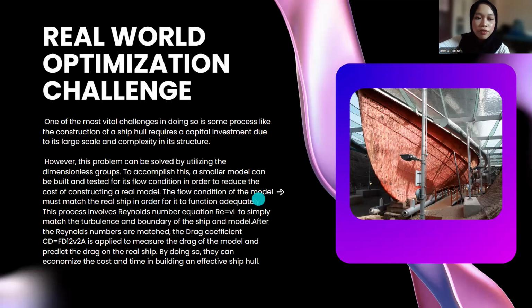So the flow condition of the model must match the real ship in order for it to function adequately. So this process will involve Reynolds number to match the turbulence and boundary layer of the ship and the model. After it is matched, the drag coefficient is applied to measure the drag of the model and predict the drag on the real ship. By doing so, they can economize the cost and the time in building an effective ship hull.